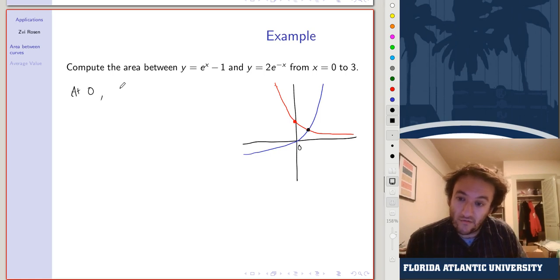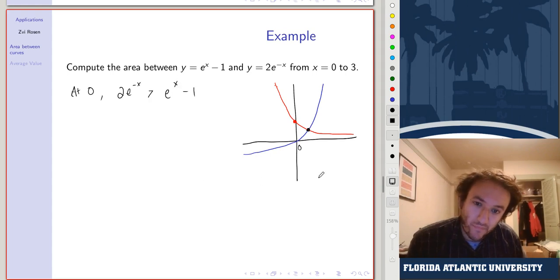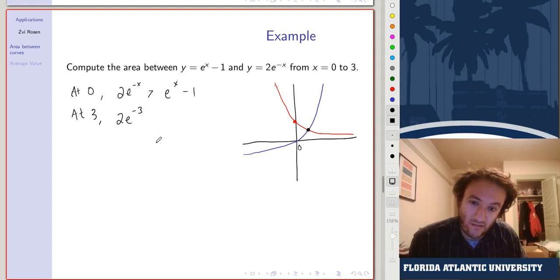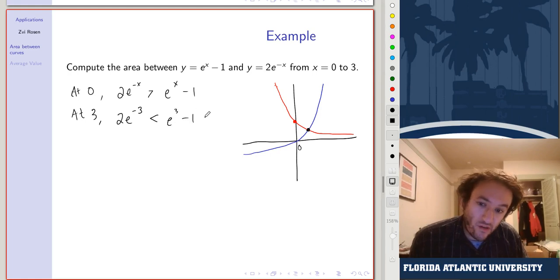At 0, 2e to the minus x is greater than e to the x minus 1. How about at 3? At 3, 2e to the minus 3 is quite small. It's pretty close to 0. And so that's probably going to be less than e cubed minus 1, which is greater than 1. Okay, this is greater than 1, and this is approximately 0.